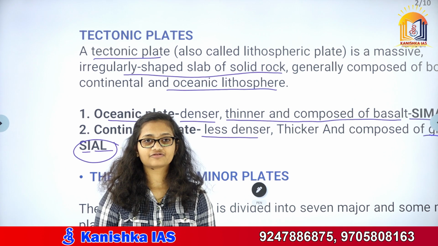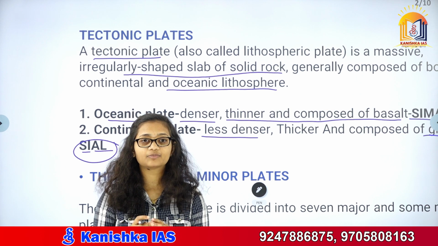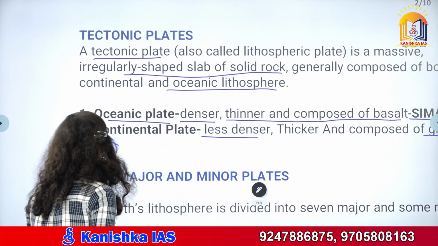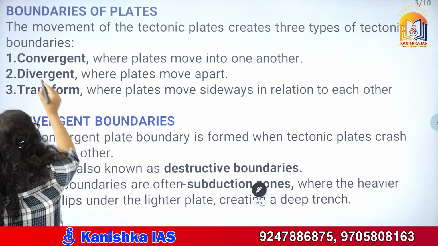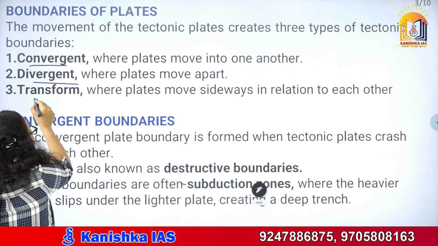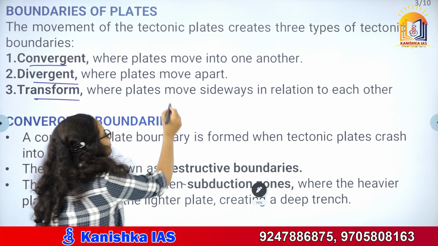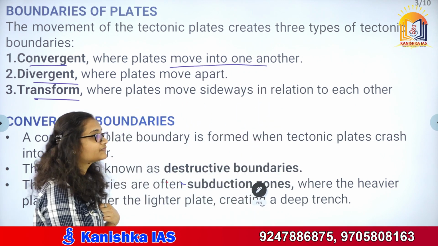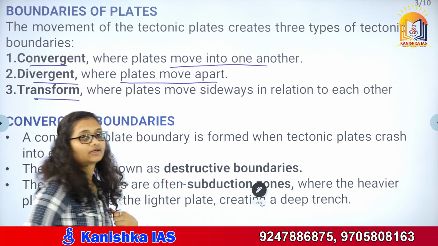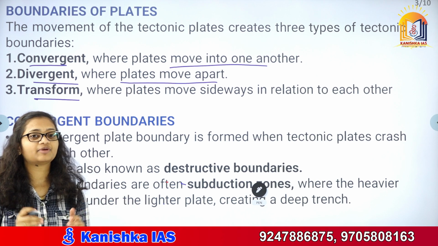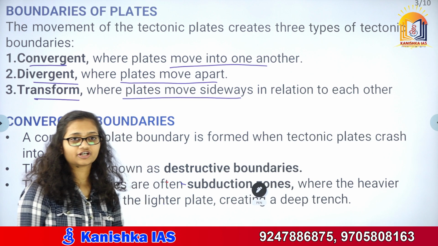With these we have some major and minor plates. These plates are constantly moving, and the movement of these plates creates three types of boundaries. They are convergent boundaries, divergent boundaries and transform boundaries. In convergent boundaries, the plates are moving into one another, and in divergent boundaries, the plates move apart. It means they are moving away from each other. And in transform boundaries, the plates move sideways in relation to each other.